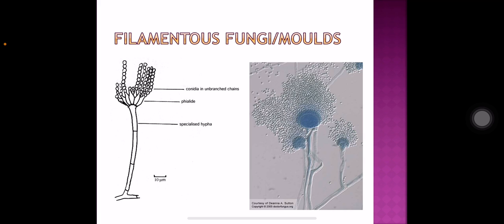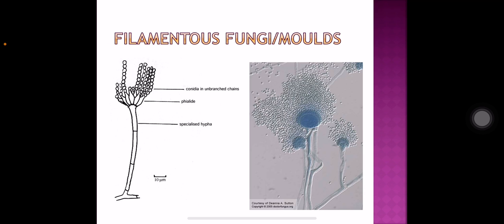The third category, filamentous fungi or moulds. The filamentous fungi have a body known as thallus, and from the thallus hyphae arise, and they are true hyphae. The hyphae can be septate or aseptate, and at the end of the hyphae there can be specialized structures like phialides and metulae, and at the end there can be spores, the fungal spores. These are known as conidia.